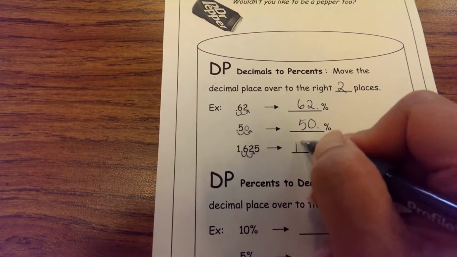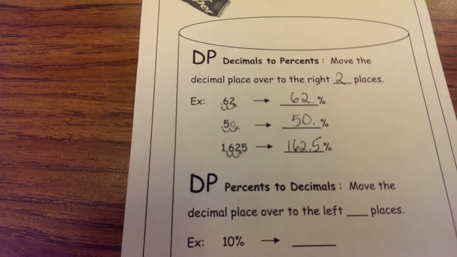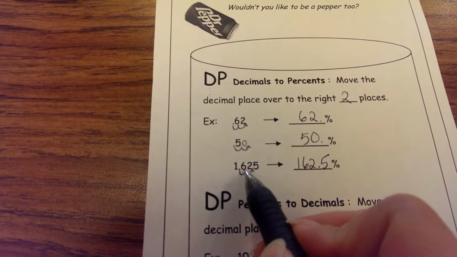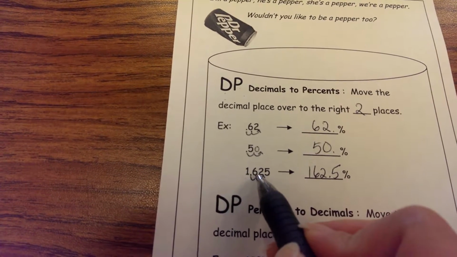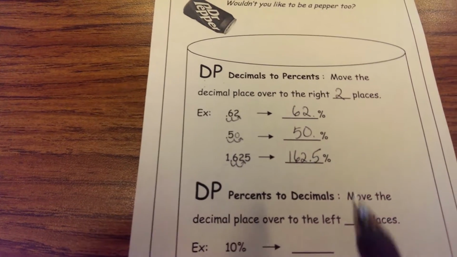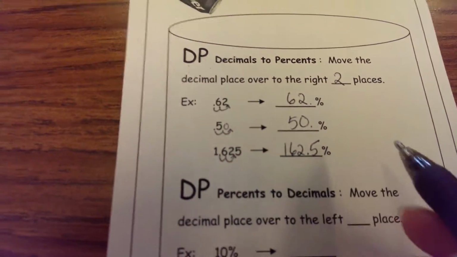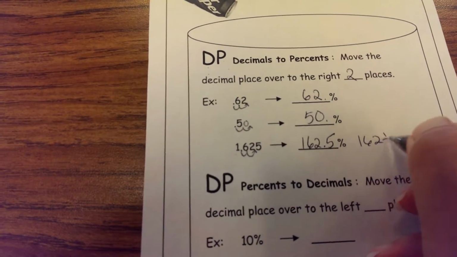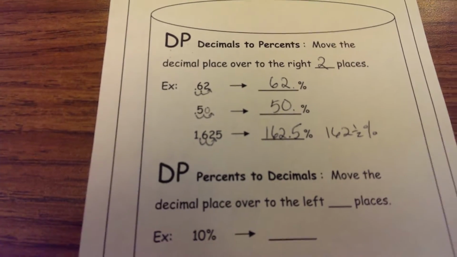So then it would be 162.5% because the decimal fell behind the 2. Remember, each little hump only holds one number, okay? So that's 1, 2, and then the decimal would fall right there. So this one's going to be 162.5%. Another way to write this is 162 and a half percent, because 0.5 is the same thing as half.